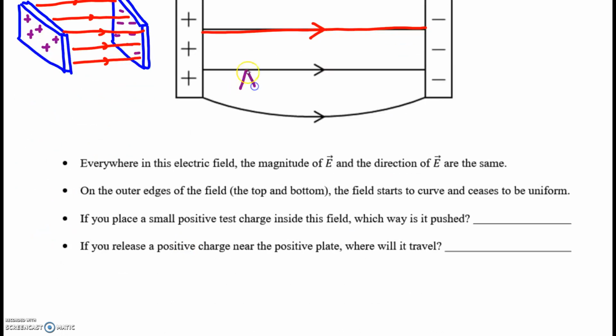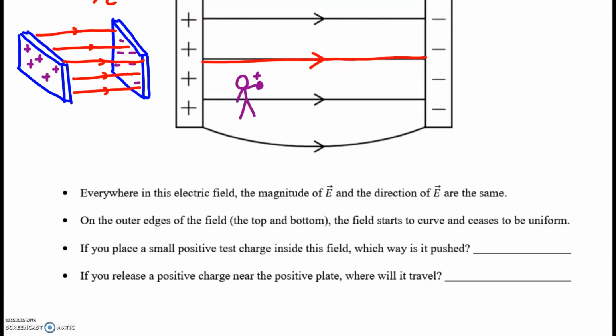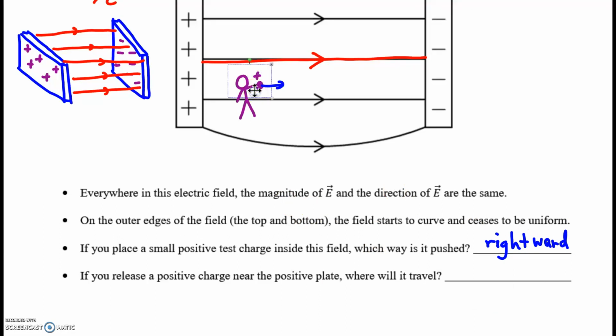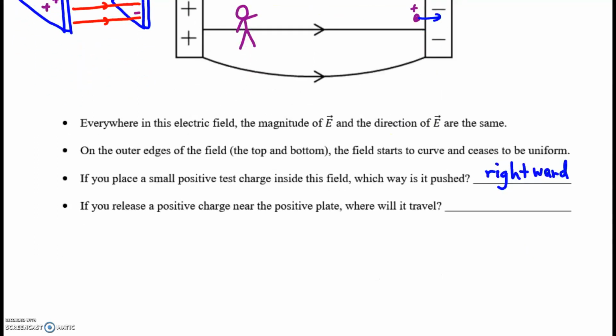So if you walk over and you put a positive test charge right here, where is it pushed? Positive charges are pushed in the direction of the field lines. It would be attracted to the negative and repelled from the positive. It's pushed to the right. And if you grab that charge, but then you let go, what's going to happen? If the charge feels an unbalanced force to the right, it's going to fall and accelerate to the right. Positive charges fall toward the negative plate. Positive and negative are attracted.